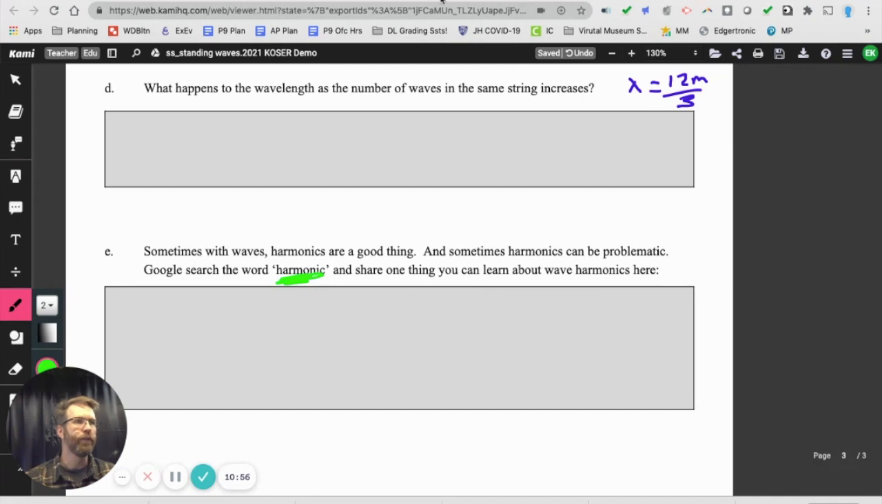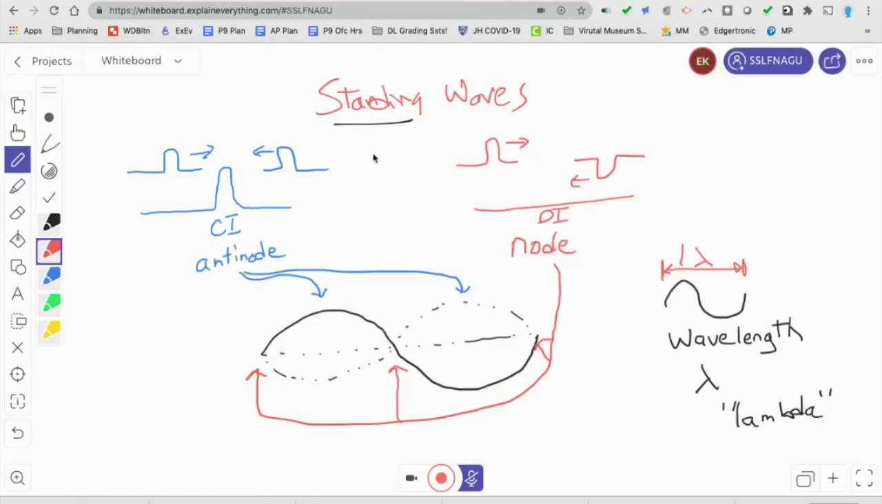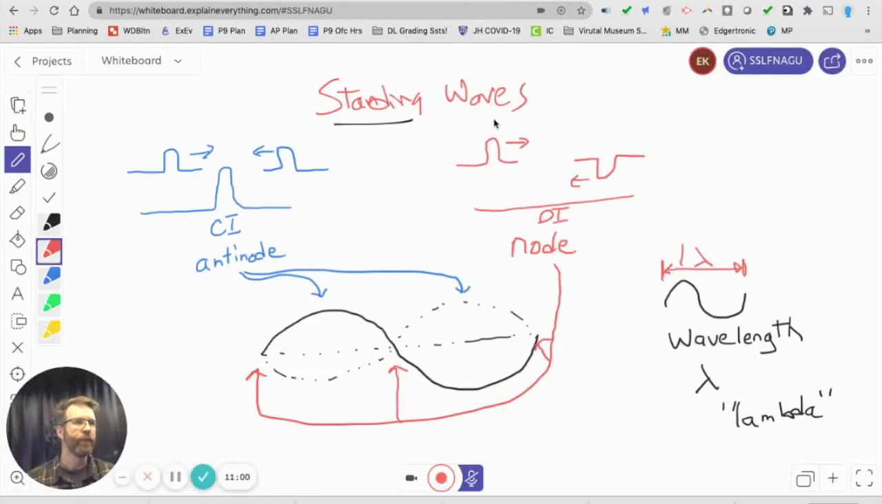All right, so once again, our goal here is to recognize what is a standing wave and to recognize that a wavelength is 2 antinodes and to have some practice with that. All right, work through that set of problems, please, and I hope you have great progress.